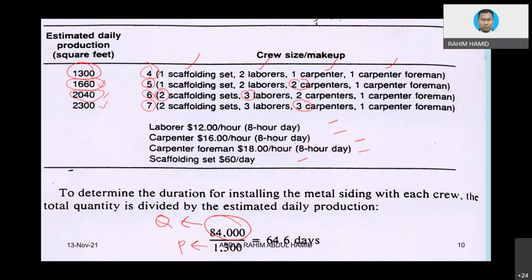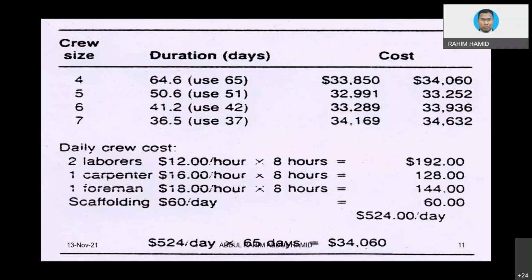We use the concept of P, remember, Q divided by T. If we want to find T, the duration here, that is the equation, okay? So Q divided by P, then we get 64.6 days based on gang number 4. Okay, so this is the example of calculation. Then based on that example, if we use crew number 4, we are going to finish the project in 64.46 days, or we can use an even number, let's say 65. And how much is the cost? If we use 65, this would be the cost.